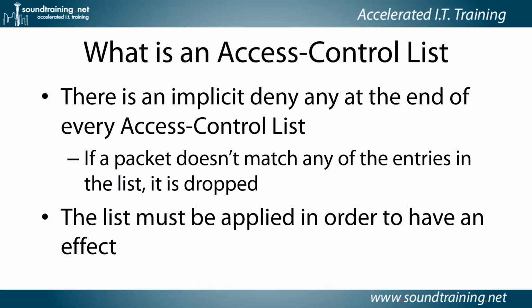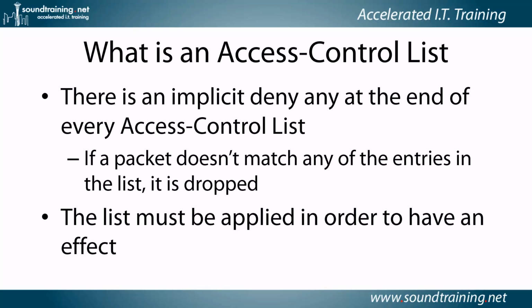Now, a couple more things that you need to understand about access control lists. There's an implicit deny any at the end of every access control list. So if a packet doesn't match any of the entries in the list, it is dropped. Now, here's the way to think about this. Anything that is not explicitly permitted is implicitly denied. So if you don't have a line in a list explicitly permitting a particular traffic flow, it's going to get dropped.